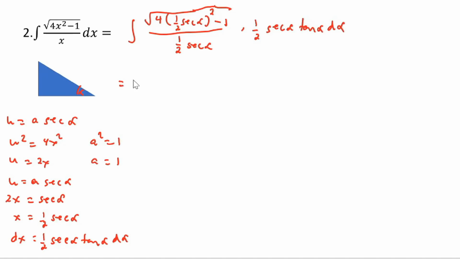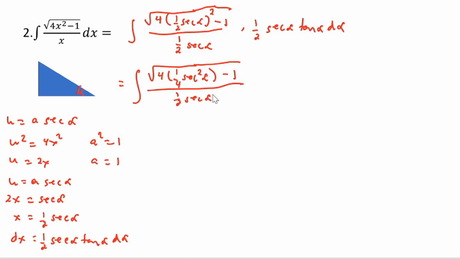So by simplifying the integrand, we can write here the square root of 4 times the square of 1/2 of secant alpha, which can be written as 1/4 of secant squared alpha, minus 1, all over 1/2 of secant alpha, times, I will just copy that one, the meaning of dx. So 1/2 of secant alpha tangent alpha d alpha. So simplifying further the radicand, we have 4 times 1/4 is 1.